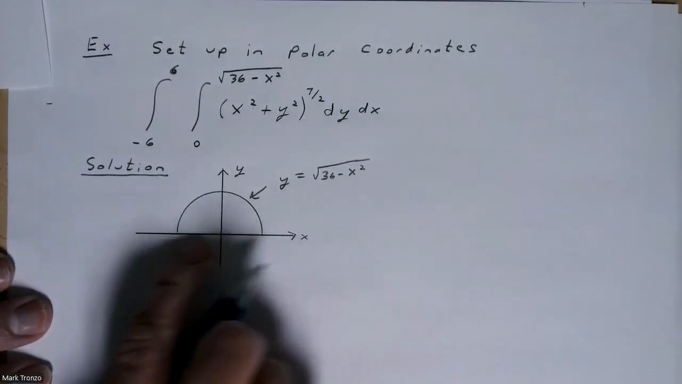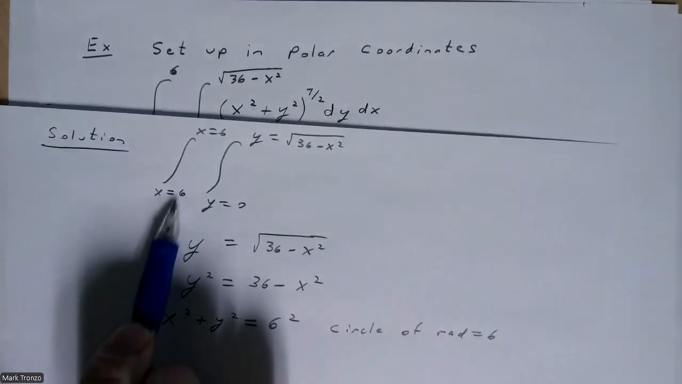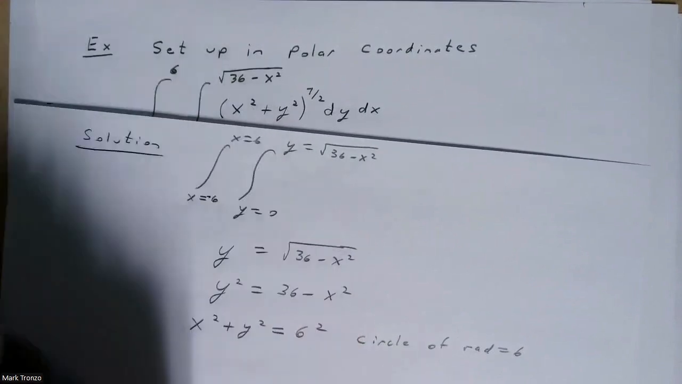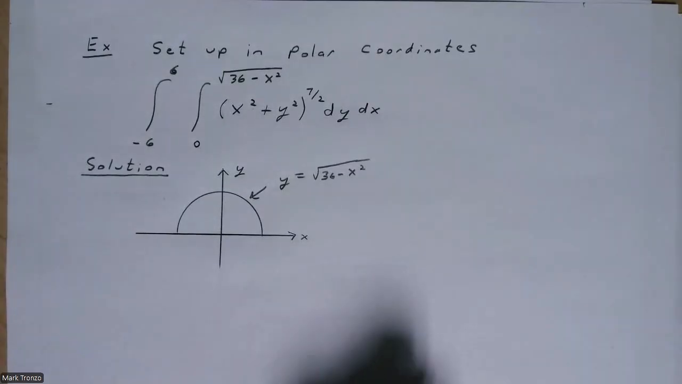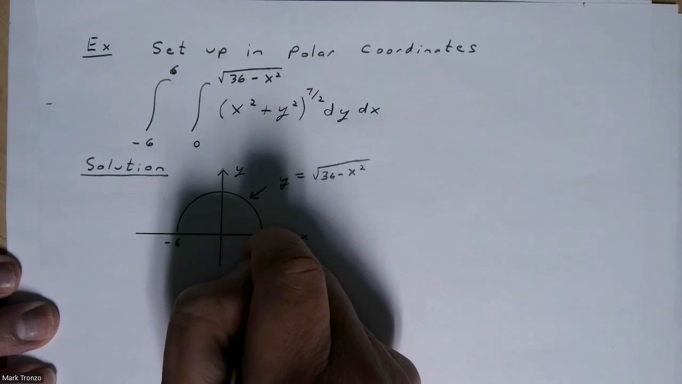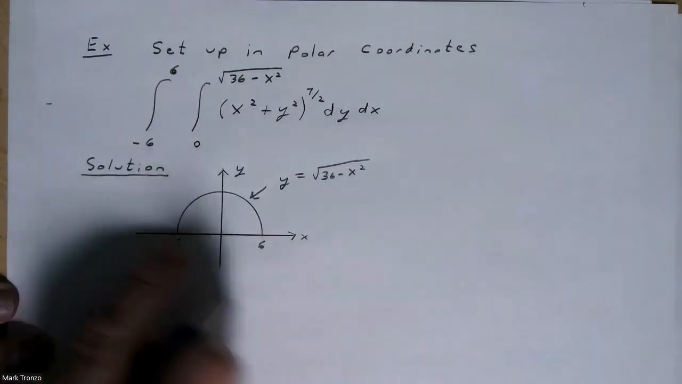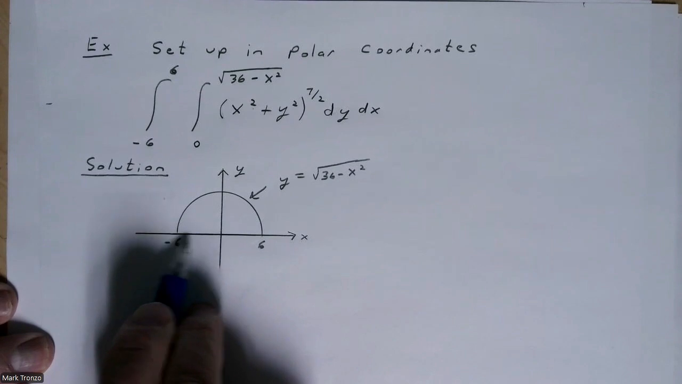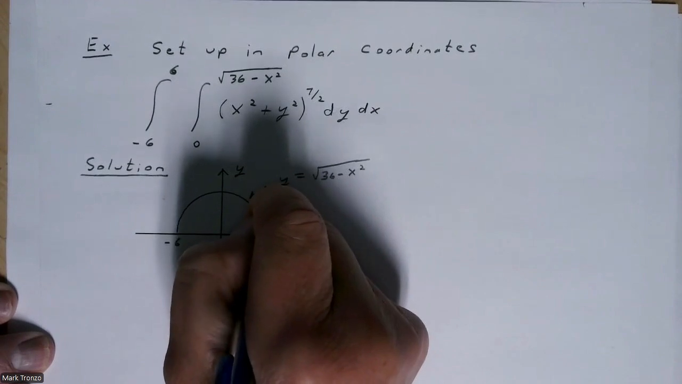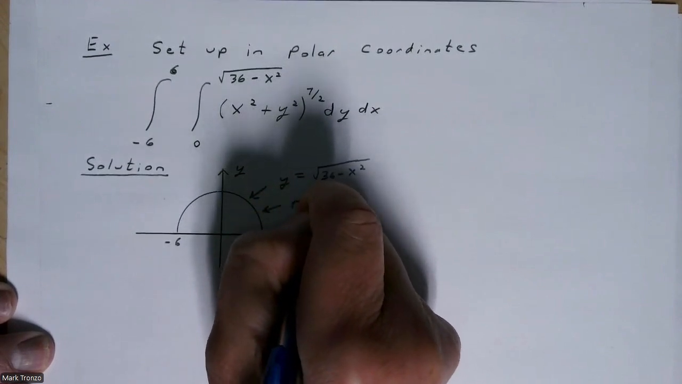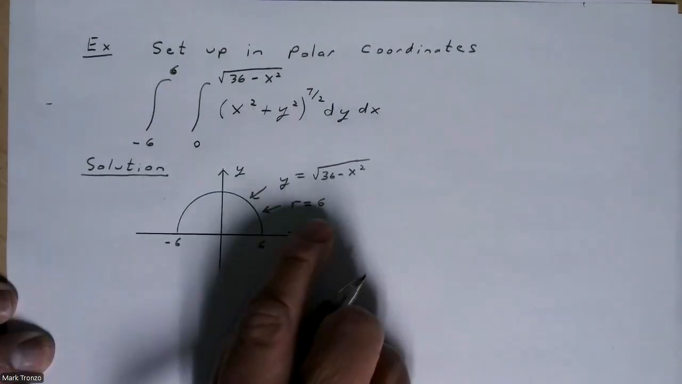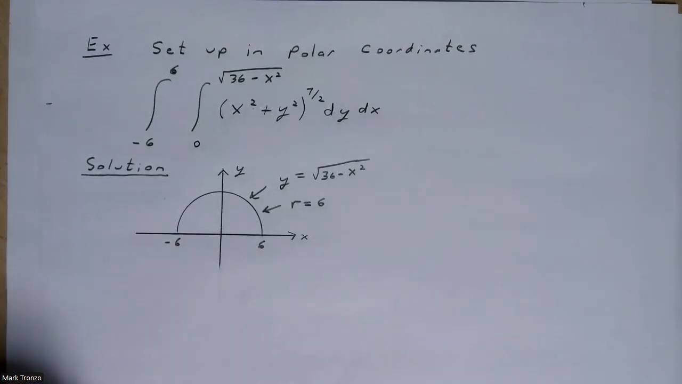And then on x, we're going from 6, excuse me, minus 6. This should be minus 6 down here. Minus 6 to 6. Like this. So that's going to be our domain. And again, remember in polar coordinates, you can write circles centered at the origin as r equals 6, where the 6 is just the radius.